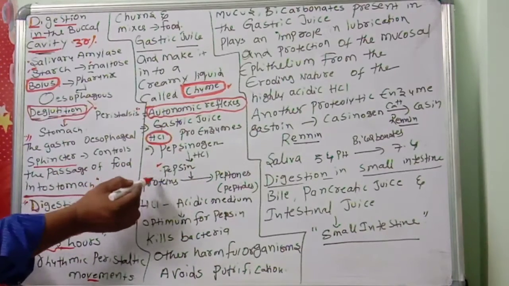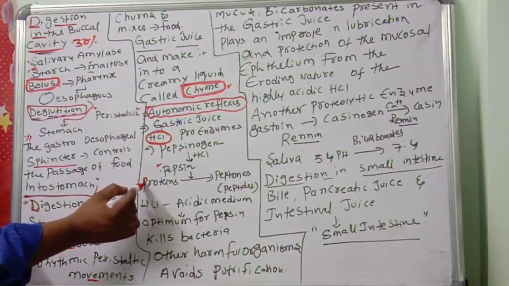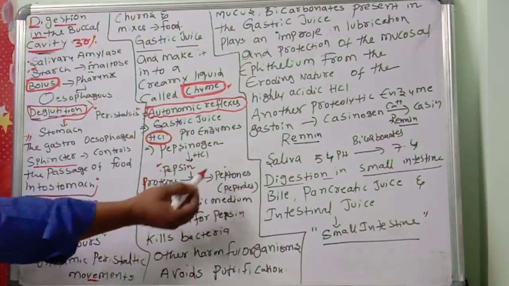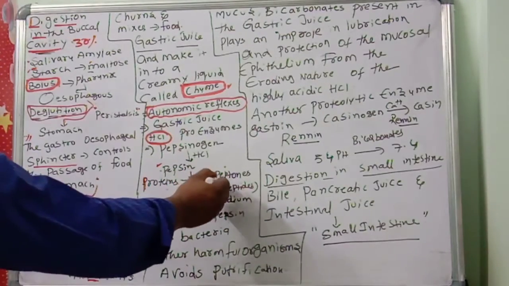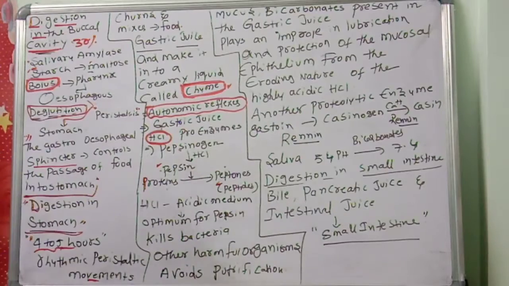This pepsin converts the proteins into peptones, that is, peptides. Proteins are converted to peptones or peptides. This is another important point.